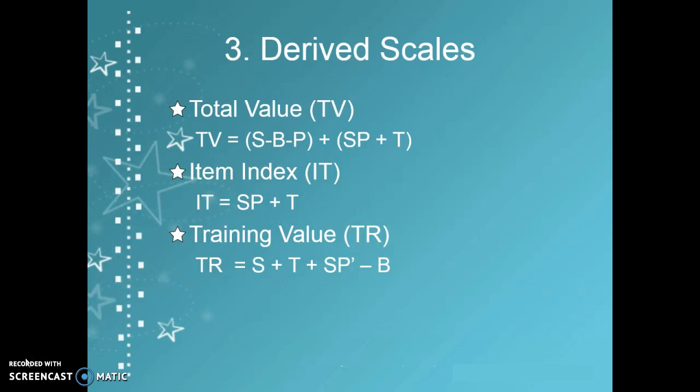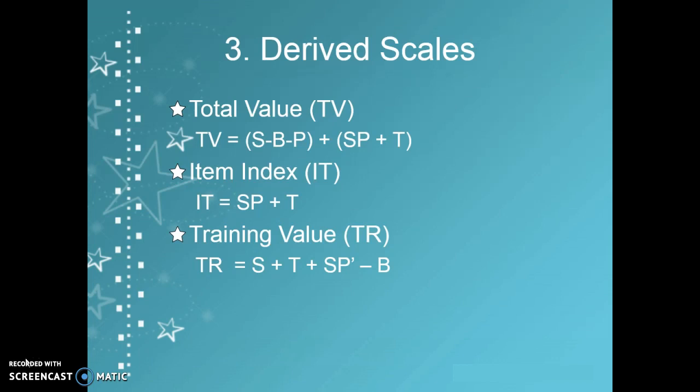The formula here, TD equals S minus B minus P plus SP plus T. So you would take the values that you have in the chart and plug them into this formula to get a total value. It helps you select for elements that pick superior workers and reject those who do poorly, and not select the elements that are too common or uncommon.